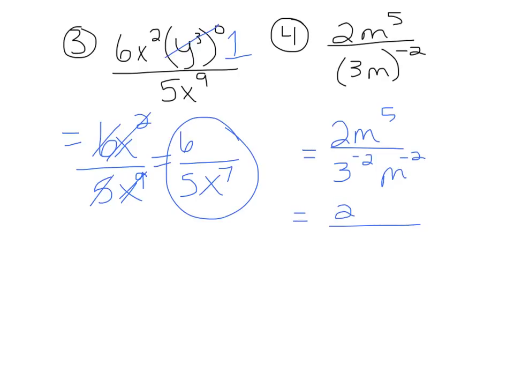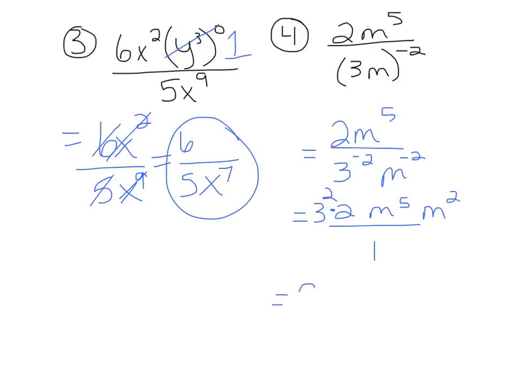The 2 stays where it is, the m to the 5th stays where it is, the 3 to the negative 2nd moves up top, becomes a positive 2. So remember, that's 3 squared times 2 there. And then m squared moves up top as well, and so you just have a 1 on the bottom.